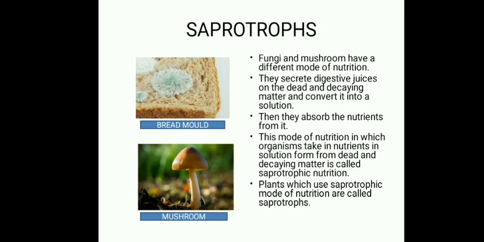Okay, next we go to saprotrophs. The saprotrophic mode of nutrition is the mode of nutrition in which organisms take in nutrients from dead or decaying matter. Here are some examples. You can see the example of bread mold, and you can see the example of mushrooms. They all grow on dead and decaying matter, and they absorb the nutrition from them. They secrete digestive juices on this dead and decaying matter and convert it into a solution, and then they absorb these nutrients from it.